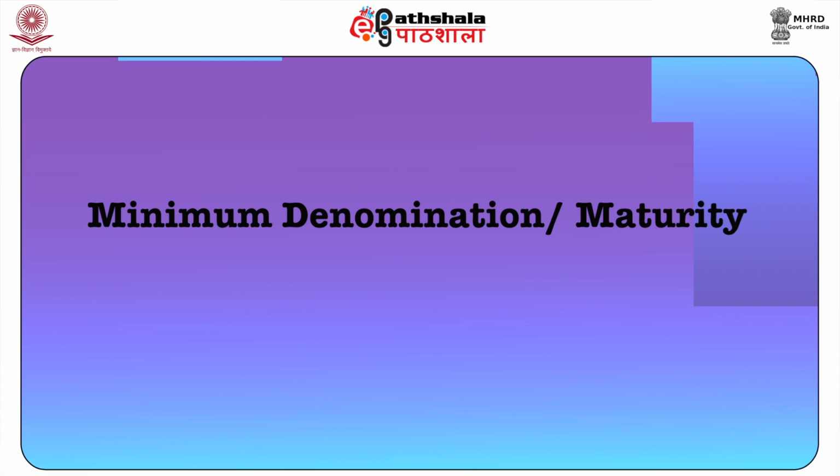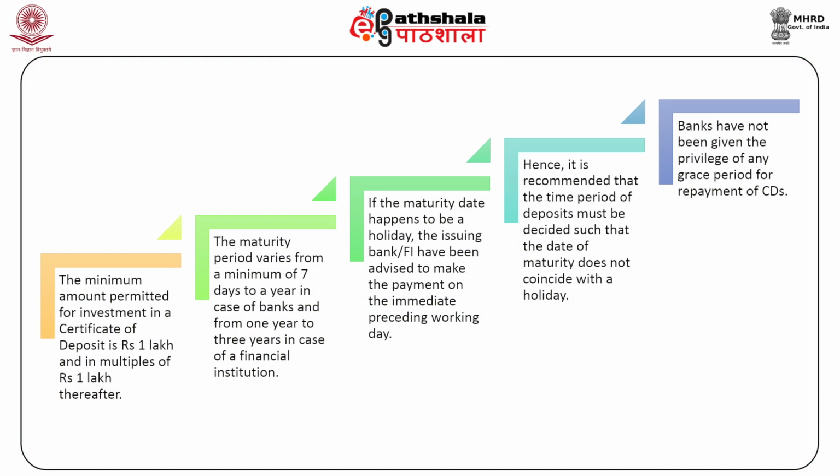Now let us look at the minimum denomination and maturity. The minimum amount permitted for investment in a certificate of deposit is rupees 1 lakh and in multiples of rupees 1 lakh thereafter. And the maturity period varies from a minimum of 7 days to a year in case of banks and from 1 year to 3 years in case of financial institutions. Both banks and financial institutions are advised to maintain a registered record of the CDs issued with all the important particulars. If the maturity date happens to be a holiday, the issuing bank or the financial institution is advised to make the payment on the immediate preceding working day.